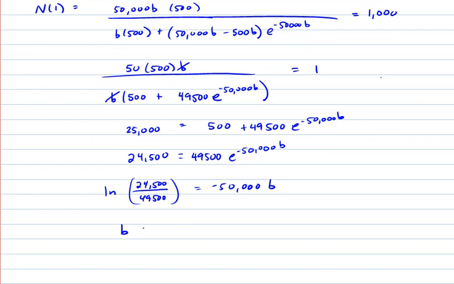or b is equal to minus 1 over 50,000 times the ln of 24,500 over 49,500. And I have this to be approximately 0.000014. So this is b.